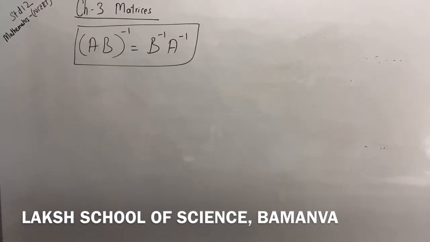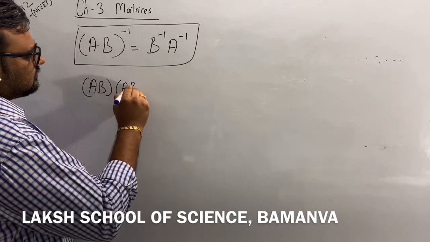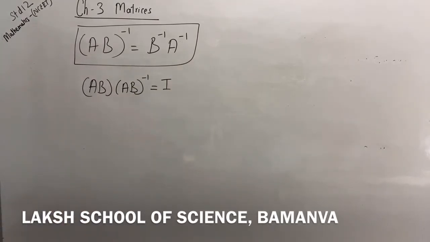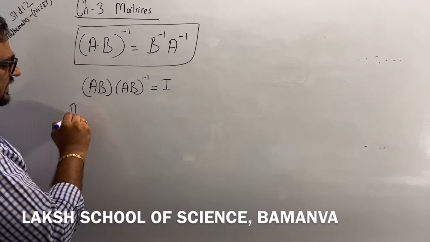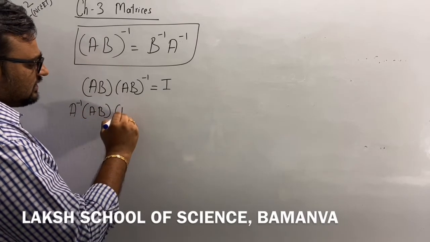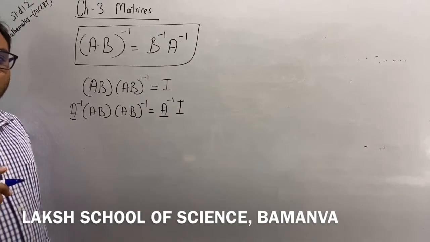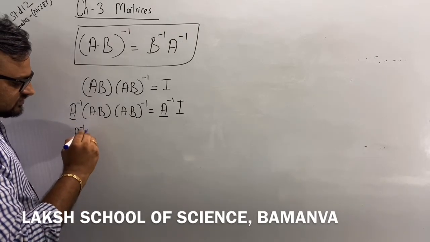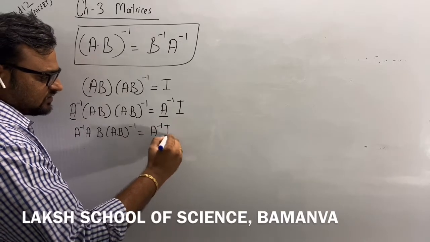So what we will do first, we will write down that AB into (AB) inverse is equal to I. Now we will multiply both the sides with A inverse. I had multiplied both the sides with A inverse. So A inverse into A into B into (AB) inverse equals A inverse into I.